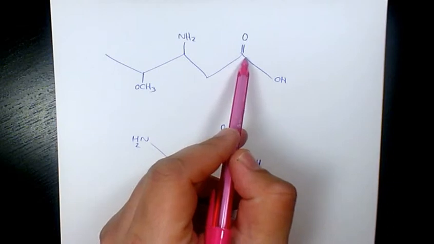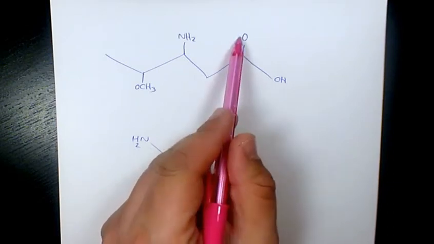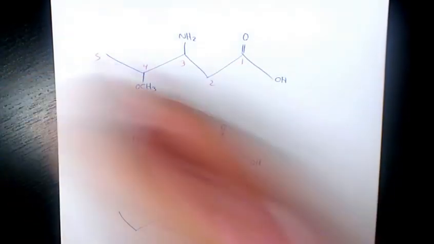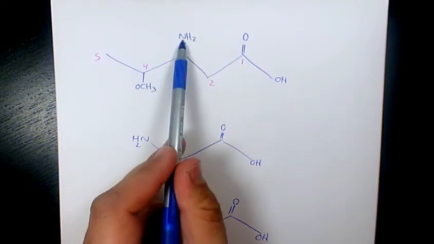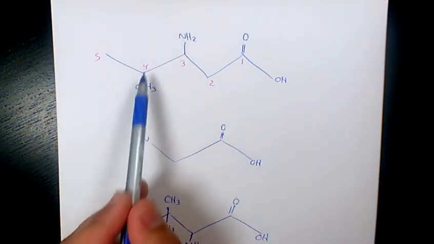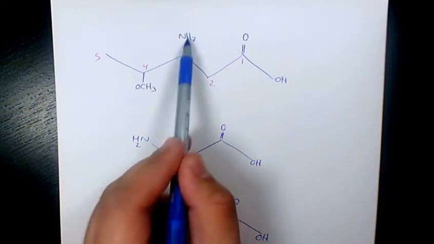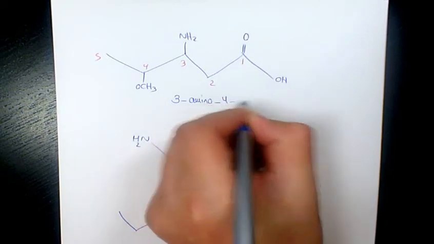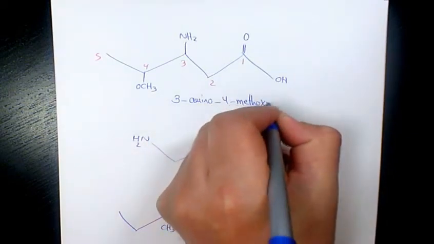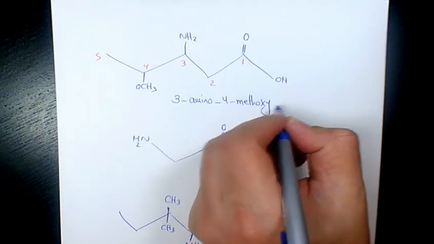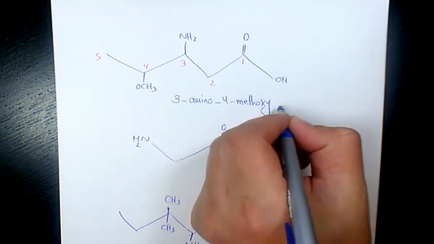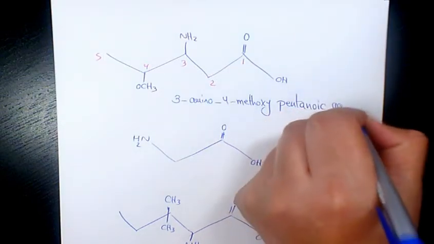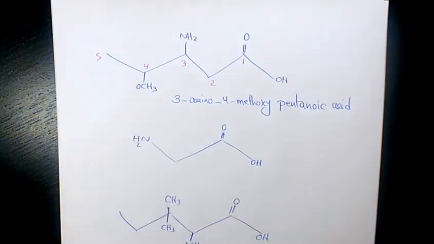So let's start naming these compounds. We always need to start by numbering the carbon connected to the carbonyl group and OH. So it's going to be 1, 2, 3, 4, and 5. Here we have 3 amino, 4 methoxy. That's M, this one is A, so that comes first. It's going to be 3 amino, 4 methoxy, then we can say pentanoic acid. Why pentanoic? Because we have 5 carbons in total.